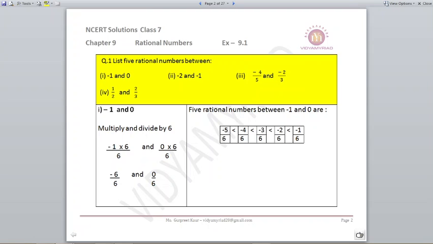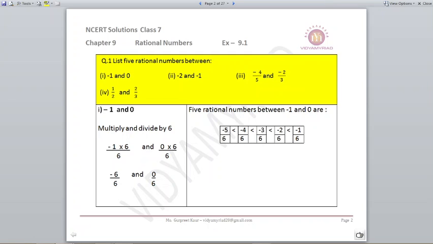Another thing you need to take care of is that the denominator should be the same. Here we have 6 as the denominator, and now take care of the numerator. We have -6 and 0. In between -6 and 0, there lie 5 rational numbers: -5, -4, -3, -2 and -1. So all the numbers with the denominator 6 are the rational numbers that lie between -1 and 0.